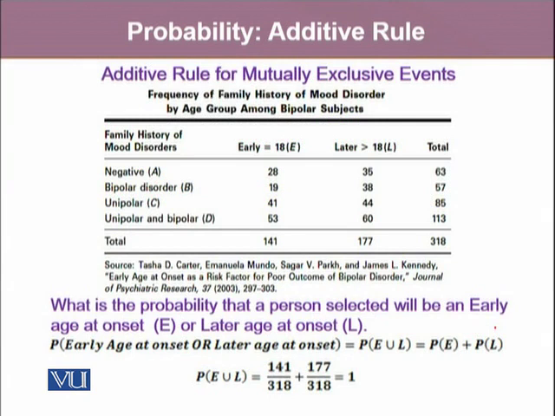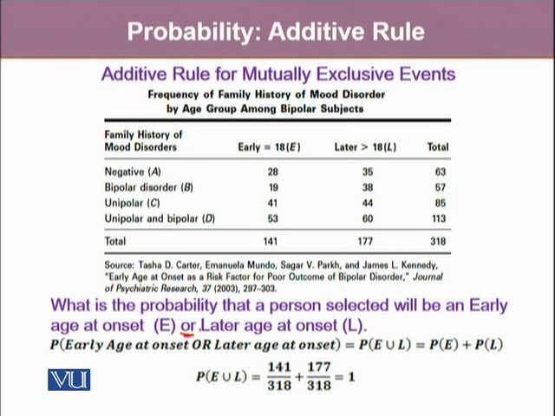Therefore, the additive rule says that if we want to calculate the probability that a person selected will be an early age onset or a later age onset, these two events are mutually exclusive. A person will be either an early age onset or a later age onset. One thing that is very important to know in this statement is that we are interested in finding the probability of an early age onset or later age onset.